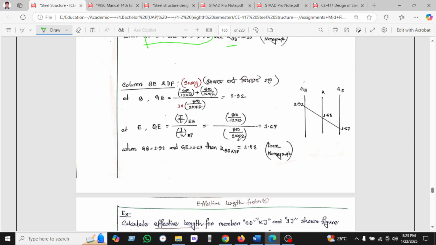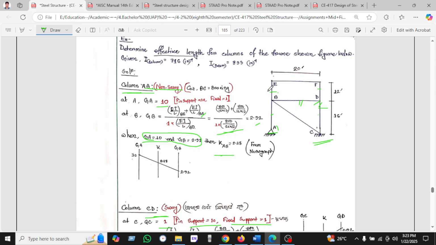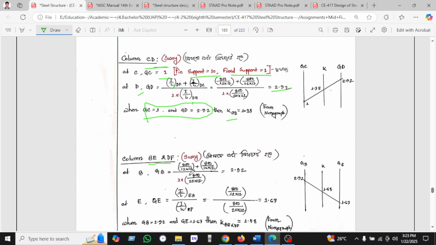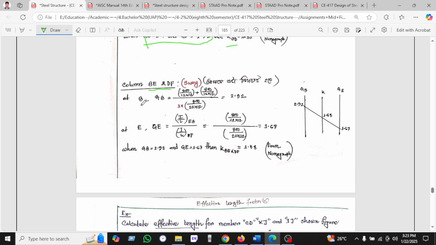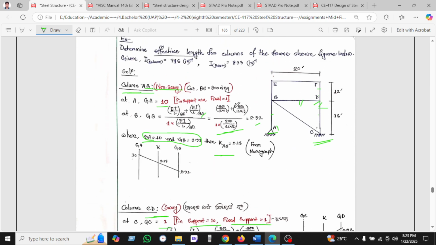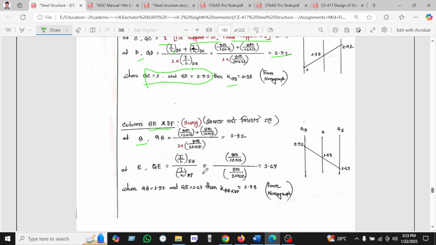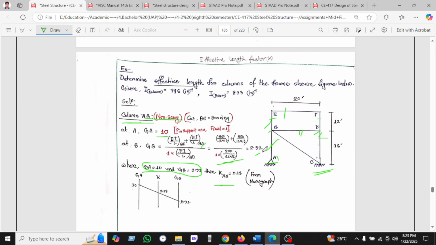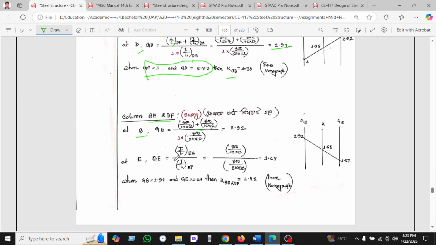From this value we calculate stiffness. BE and DF are also sway. In DF there is no bracing and no support, that's why we consider this a sway member. At point B there are 2 columns and 1 beam here. And if you consider point E, there is 1 column and 1 beam, and we found this below.